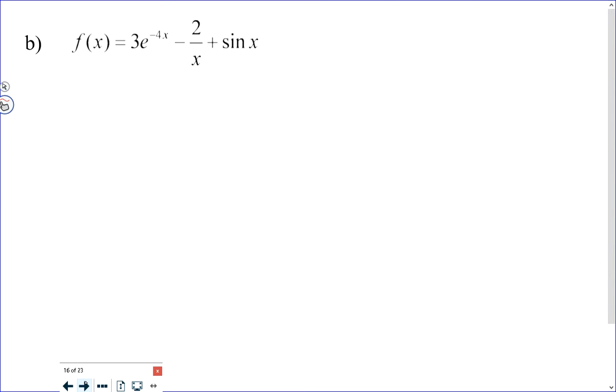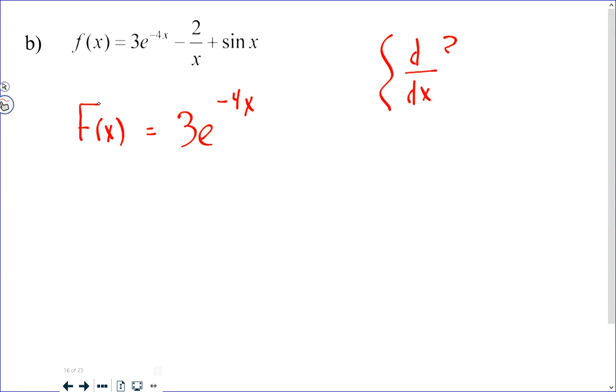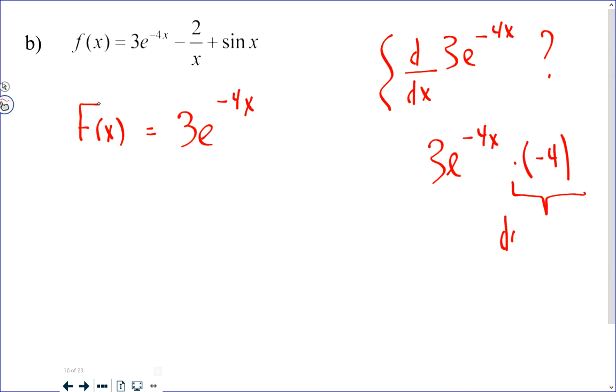B, what is it you differentiate to get 3e to the negative 4x? Well, we have learned that a derivative of e to the something is e to the something. So we start off by saying it must contain a 3e to the negative 4x. And now what we're going to do is we're going to say, what is the derivative of 3e to the negative 4x? Well, it's 3e to the negative 4x multiplied by negative 4. But we don't want this.